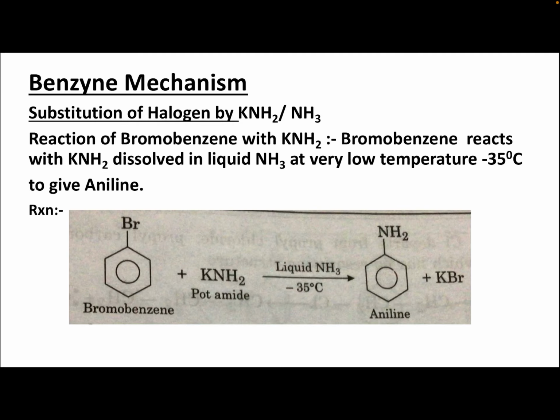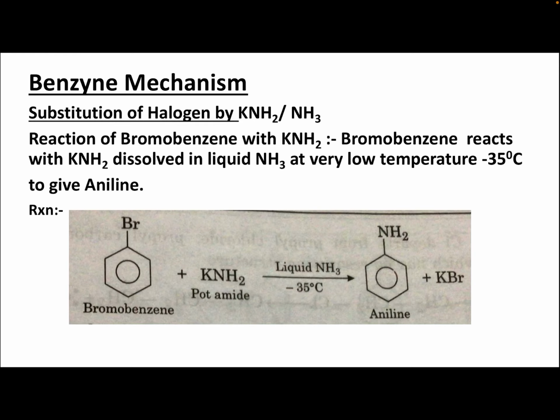Benzyne mechanism. Substitution of halogen by KNH2, potassium amide, in liquid ammonia. Reaction of bromobenzene with potassium amide. Bromobenzene reacts with KNH2 dissolved in liquid ammonia at very low temperature, minus 35 degrees centigrade, to give aniline.